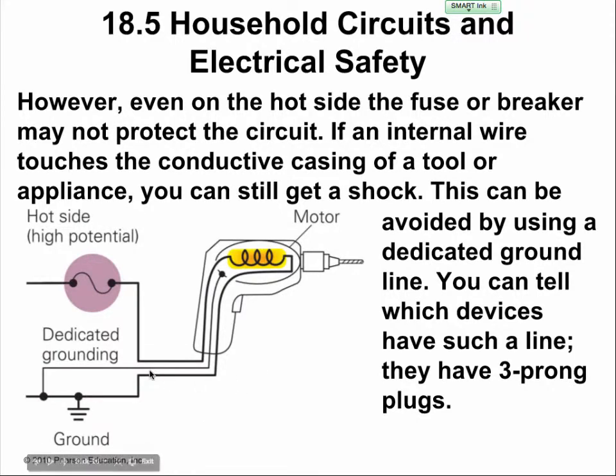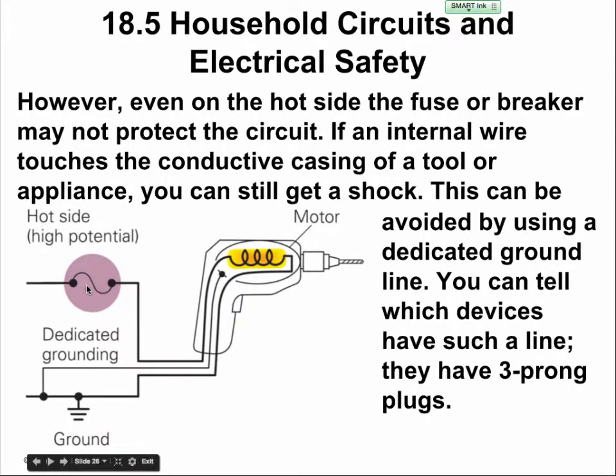However, even on the hot side, the fuse or breaker may not protect the circuit. If an internal wire touches the conductive casing of a tool or appliance, you can still get shocked. This can be avoided by using a dedicated ground line. You can tell which devices have such a thing: a 3-prong plug. A dedicated ground line is like a secondary ground, so even if the circuit breaker breaks, you're still protected. The device can still discharge that electrical flow.